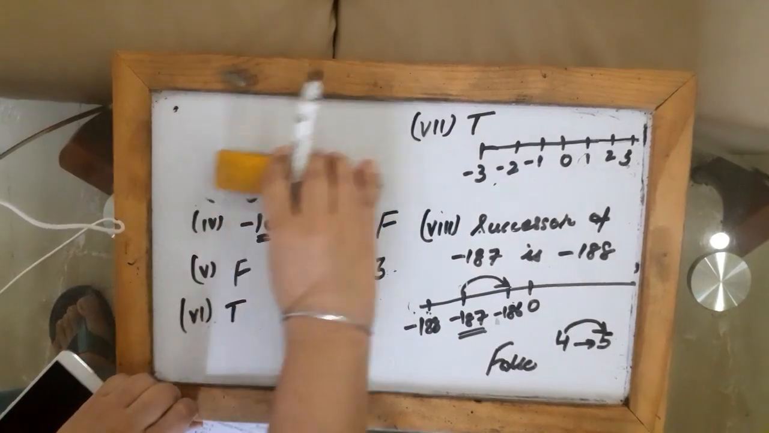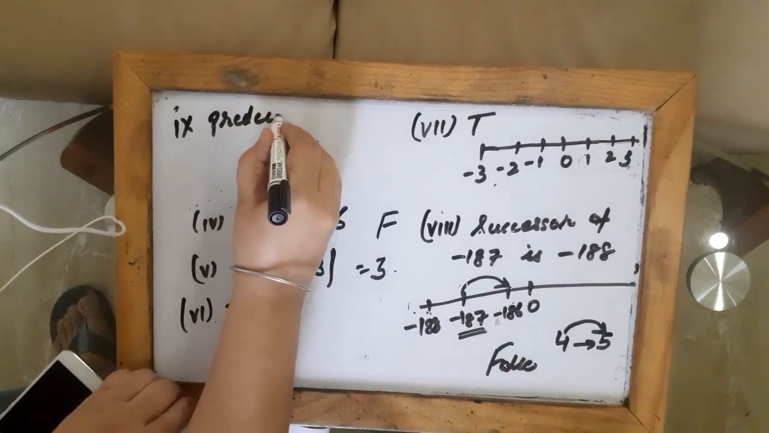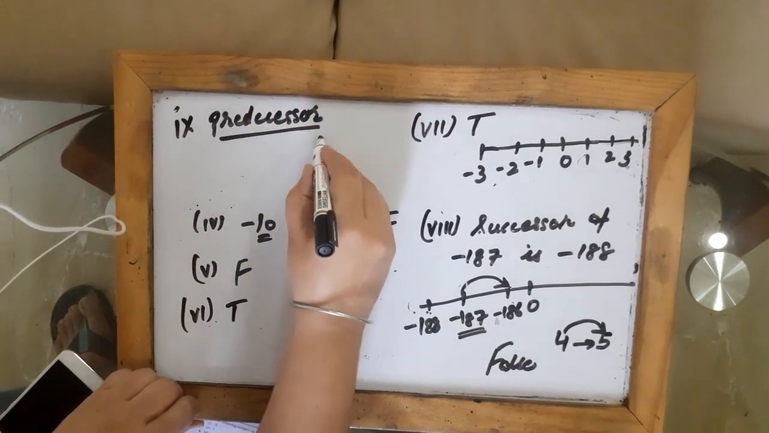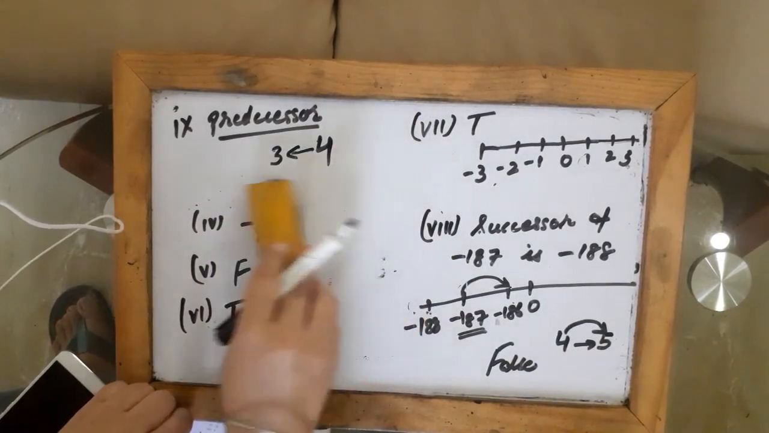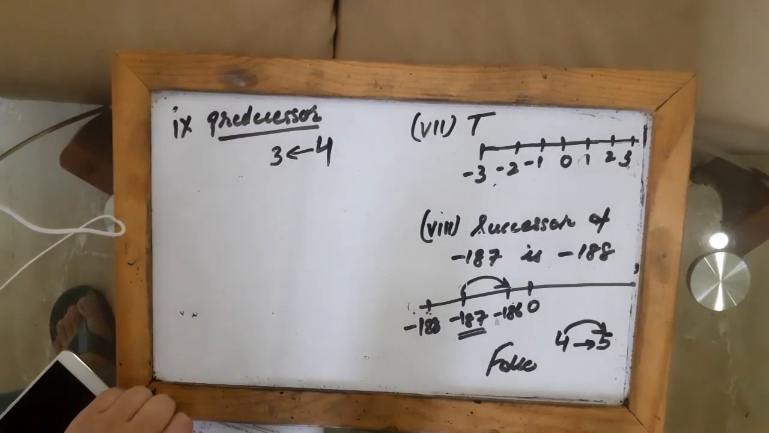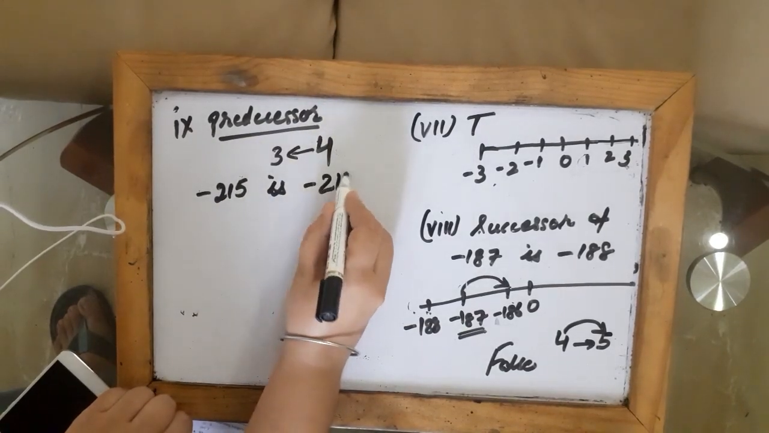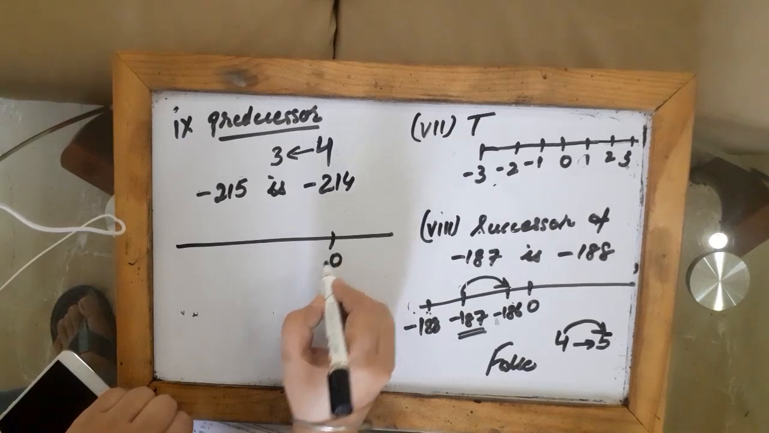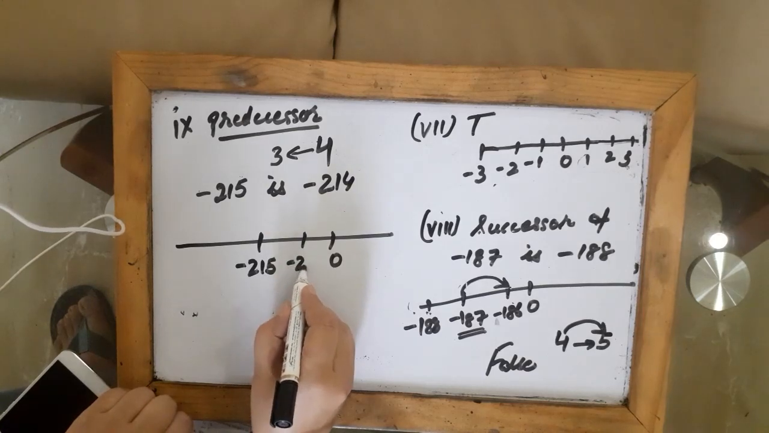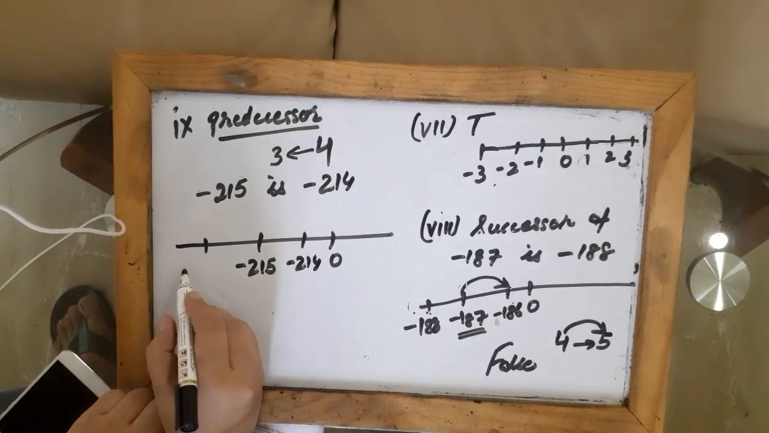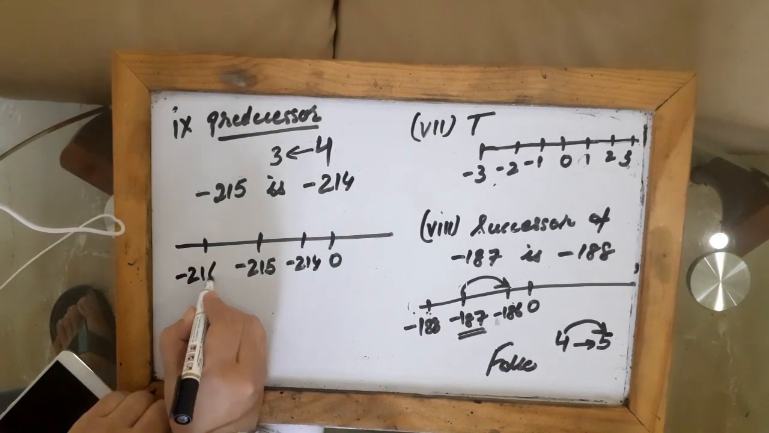Now if I come to the ninth question, they are saying the predecessor. Now what is predecessor? The number just before. If I say the predecessor of 4, it will be 3. It means I have to move to the left of the number to find the predecessor. Now they are saying the predecessor of minus 215 is minus 214. Now again I'll show you on the number line. So minus 215 will be here, to the right will be minus 214 and to the left will be minus 216.